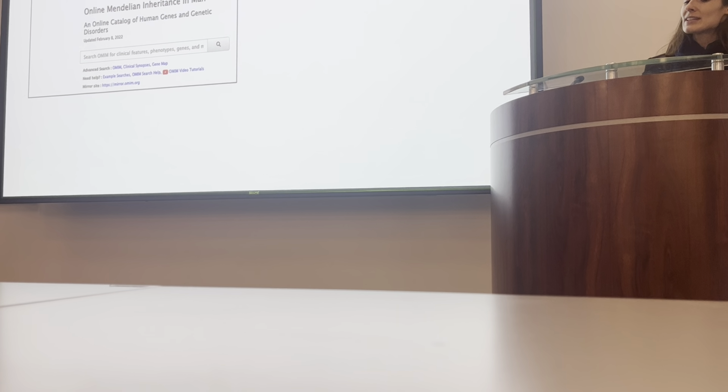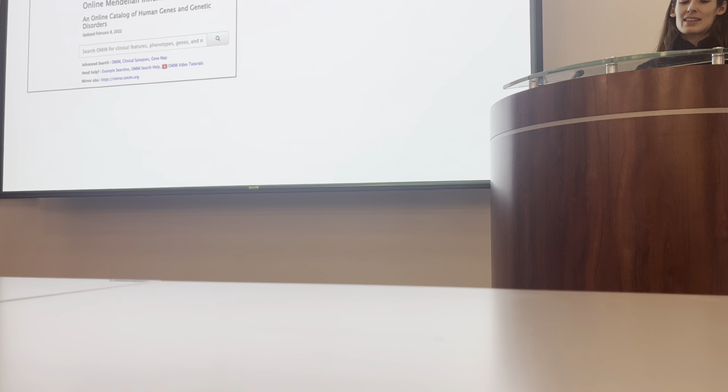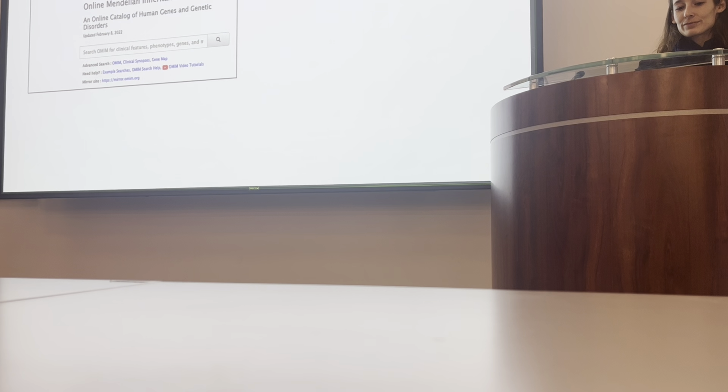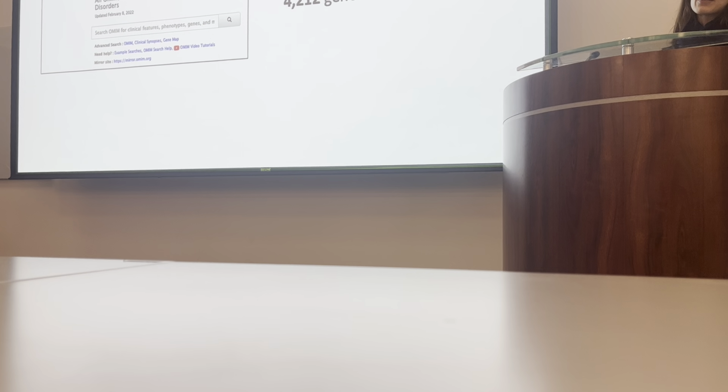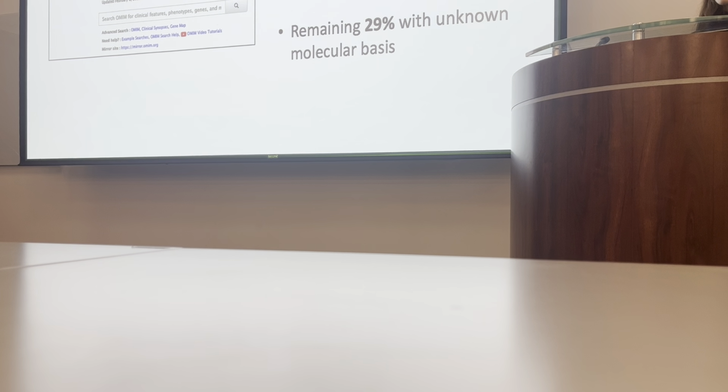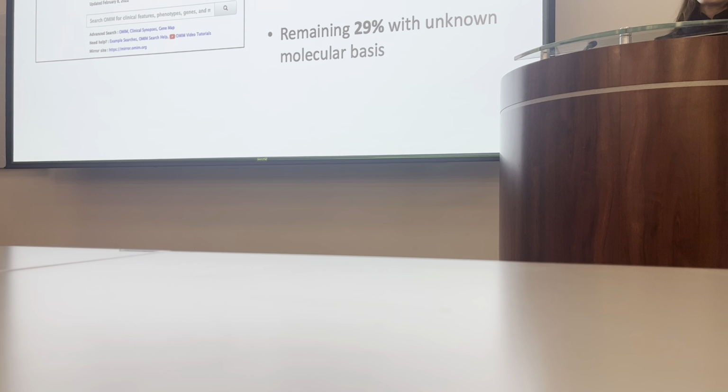So OMIM, most of these missense variants that are classified as VUS are in Mendelian genes, and OMIM is a resource of phenotypes for rare disorders and the genes. There's about 8,498 as of June 2021 rare monogenic disorders described in this database. 71% of these disorders are caused by mutations in 4,212 genes. The remaining 29% of these disorders have unknown molecular bases.